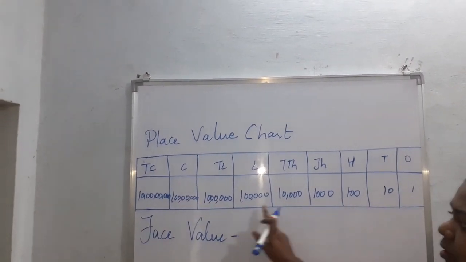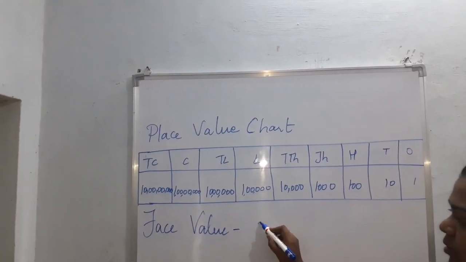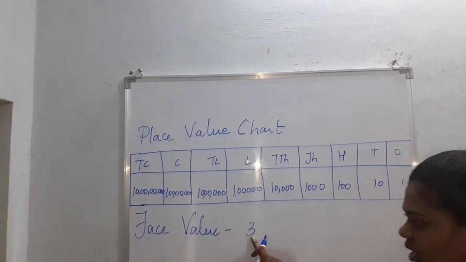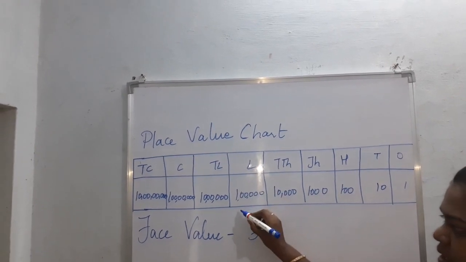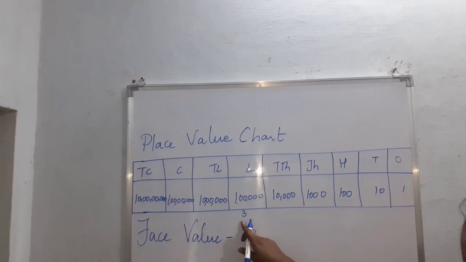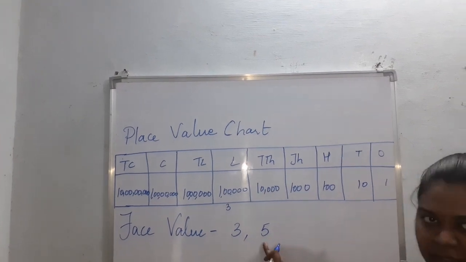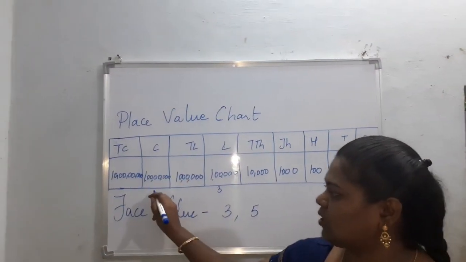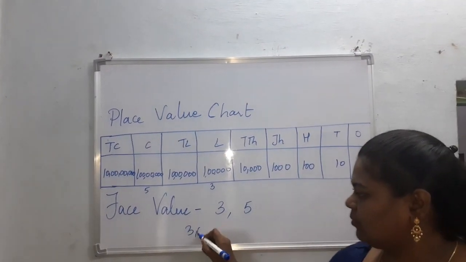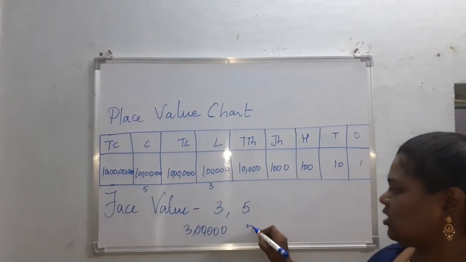Now face value, that is the number, for example 3. The number what you see here is 3. If this 3 is put in lakhs place here, then this value becomes 3 lakhs. So what you see here is the face value, that is the normal number 5. Now if this 5 is put in crores place, it becomes 5 crore. So this is 3 lakh. And this 5 is in crores place, so it's 5 crore.